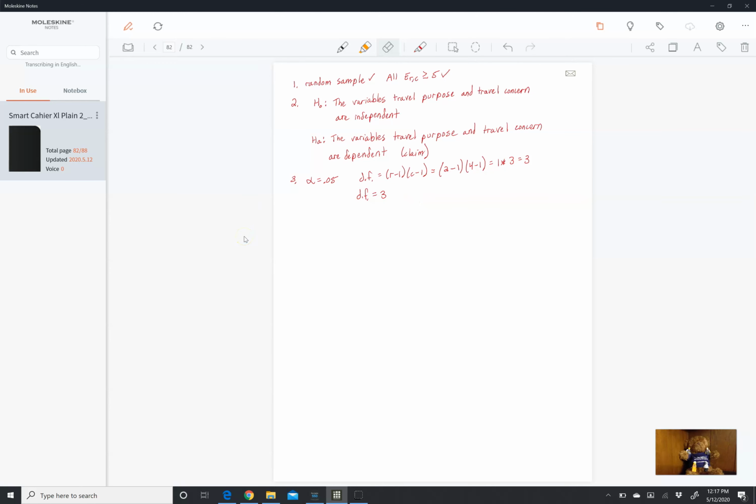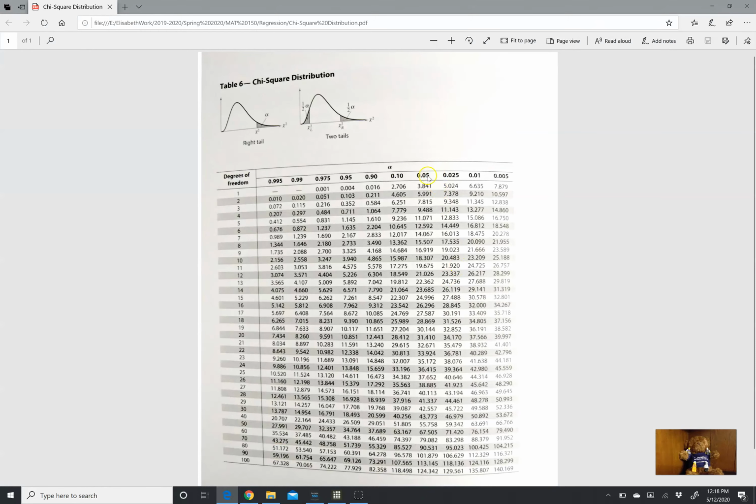Okay. Now we need our critical value. So we're going to go to our chart. This is chi-square sub-0, right? That means it's a critical value. We're going to look up 0.05 significance and degrees of freedom 3. So here's 0.05 significance, degrees of freedom 3, 7.815.